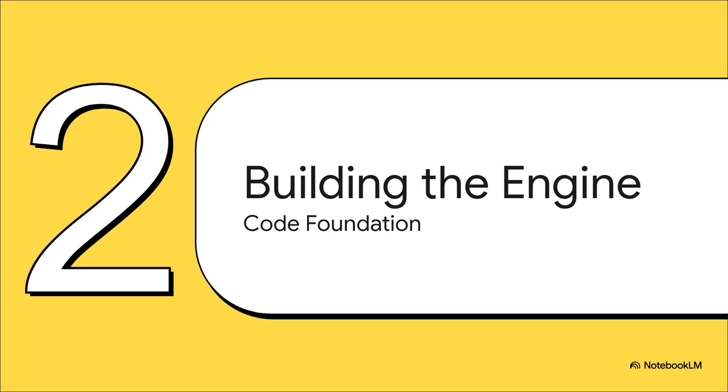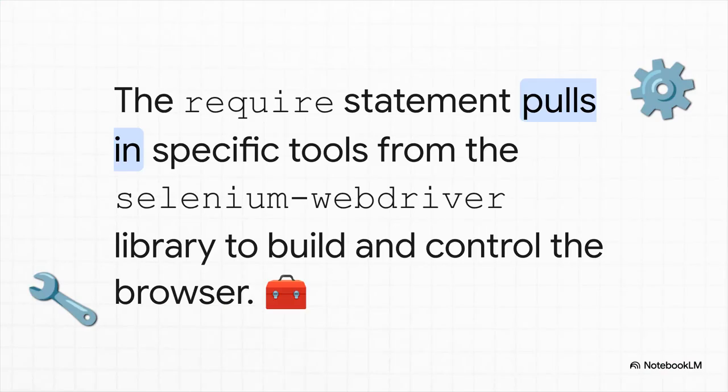Now for section 2, building the engine. We have our blueprint, so it's time to lay the foundation. This is the core code structure that's going to hold all the commands we're about to give it. This first line here, think of it like opening up a specialized toolkit. We're using JavaScript's require to pull in specific tools from the Selenium library. We're grabbing Builder, which is going to build our browser, By, which helps us find stuff on the page, and Key, which lets us pretend to press keys on the keyboard.